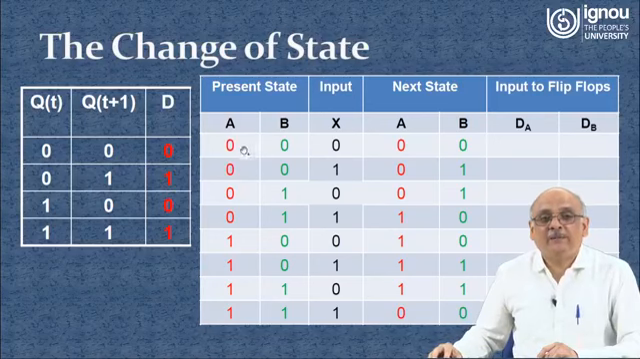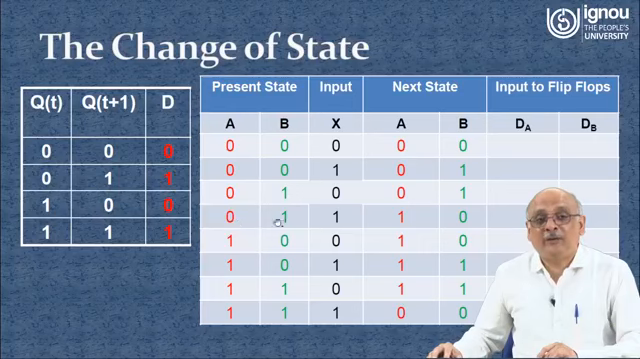So what happens? When A and B are both 0, 0, the next state should be 0, 0 only. But as soon as X becomes 1, A should remain 0, but B will go to 1. Then at the state 0, 1, when the input is 0, once again they stay at the state 0, 1. And when X becomes 1, A should go to 1 and B should go to 0. That is what we expect. So from 0, 1 we move to 1, 0.